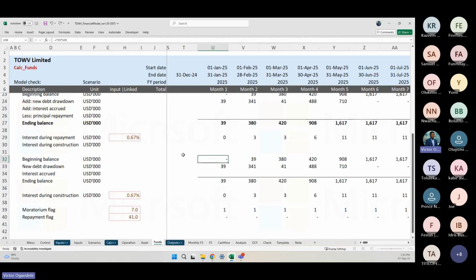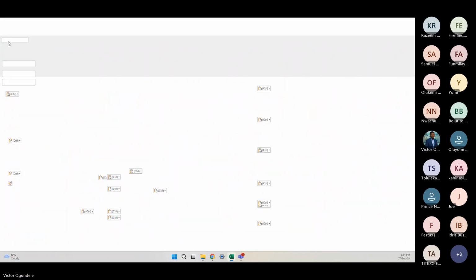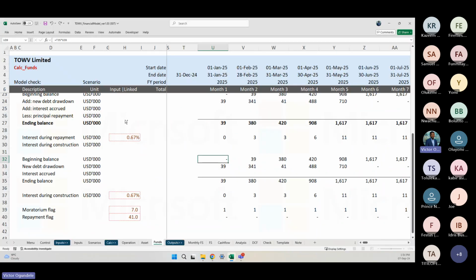Guys, my Excel, okay, is it back? Excel is hanging. So let me just save it. Let me try and close it.